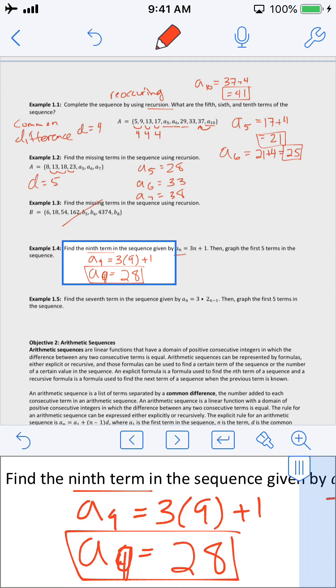Sorry, my 9 looks like a 4 and it's bugging me. There we go. Nope, that's really ugly. Anyway, you're fine. So A9 is equal to 28.